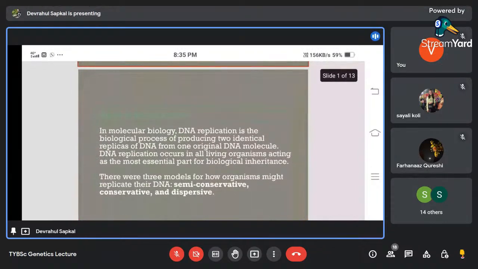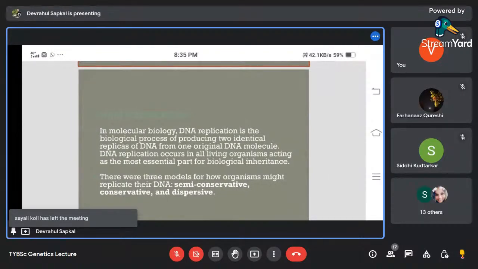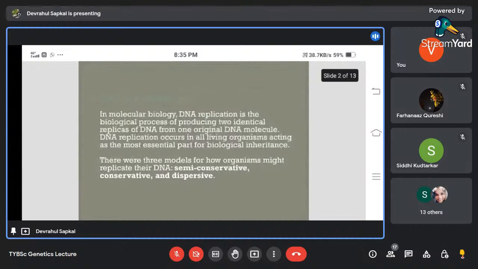So in molecular biology, DNA replication is a biological process of producing two identical replicas of DNA from one original DNA molecule. DNA replication occurs in all living organisms, acting as the most essential part for biological inheritance. So there were three models for how organisms might replicate their DNA, that is semi-conservative, conservative, and dispersive models of DNA replication.